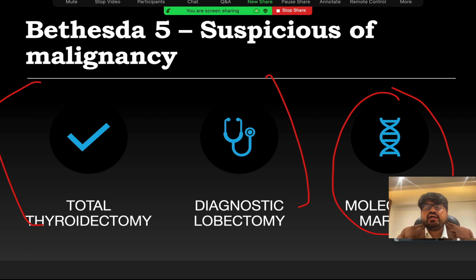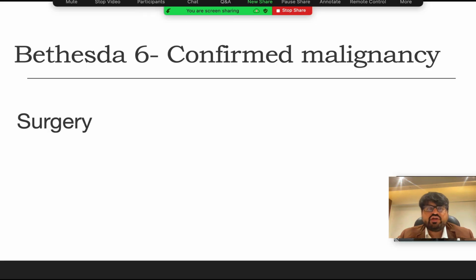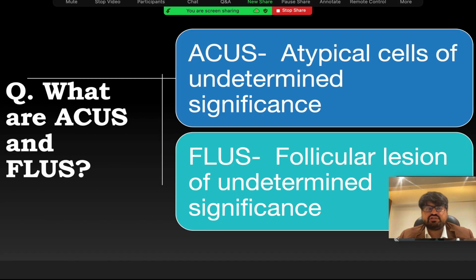It would be a good idea in these cases to start that dialogue, because this patient would eventually more or less require surgery. And when you have, of course, Bethesda 6, which is confirmed malignancy, you send the patient for surgery. So this is the general approach based on the Bethesda.